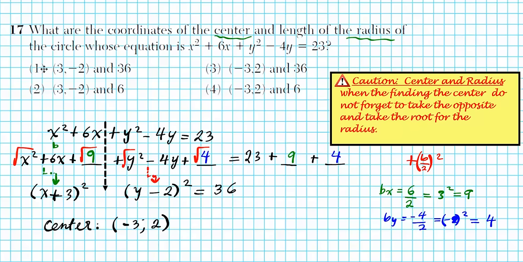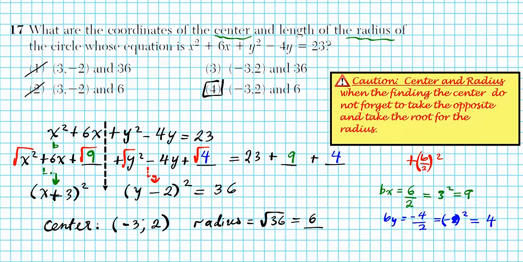Okay, so we can eliminate options 1 and 2. Now the second caution is the radius. Students often just select this number here as the radius, but that's the square of the radius. What you're going to do is take the square root of 36, and the radius is actually 6. Answer is option number 4 for number 17.